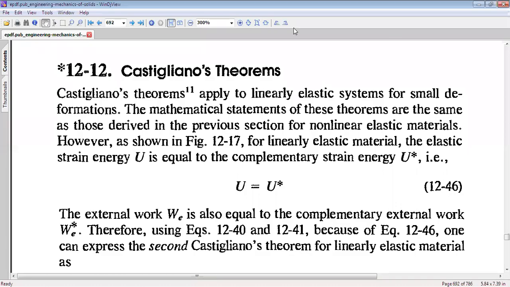Namaskar everyone. Today we will again discuss Castigliano's theorems. And today we will see how Castigliano's theorems can be used to solve indeterminate systems. Let us recall the Castigliano's theorems.